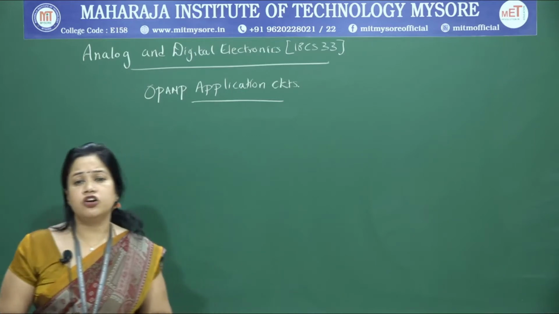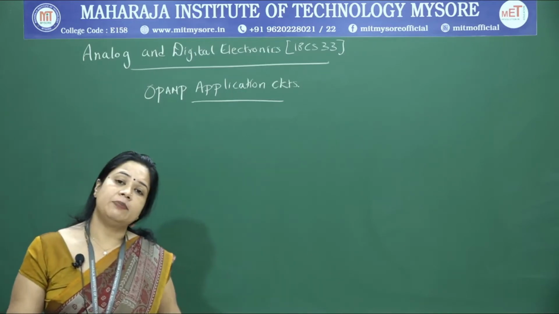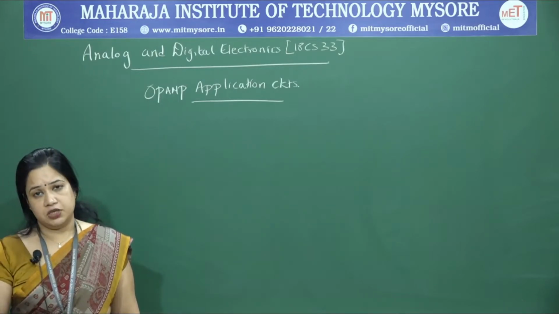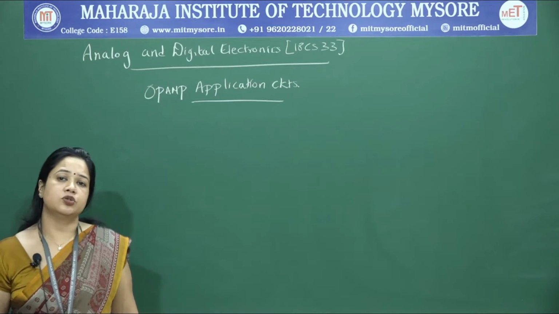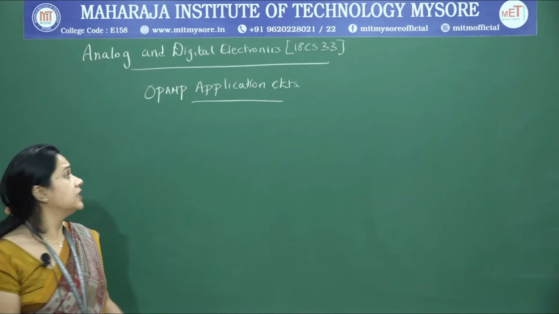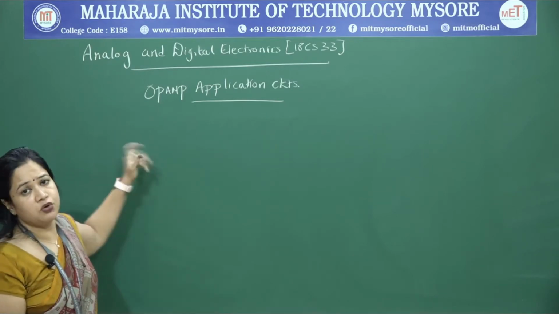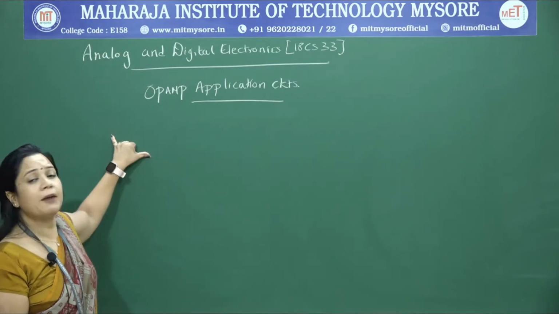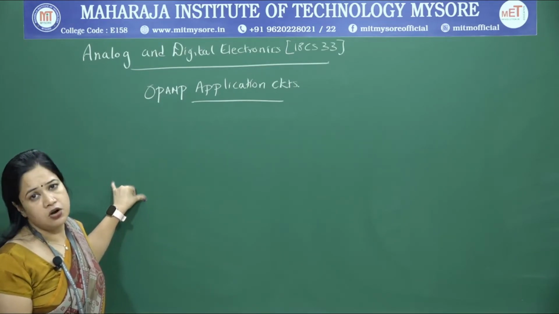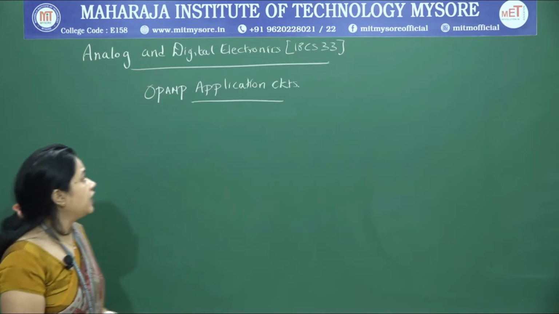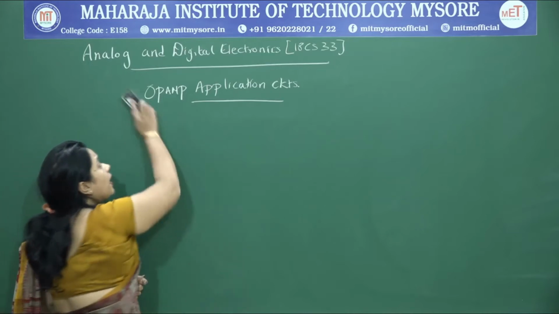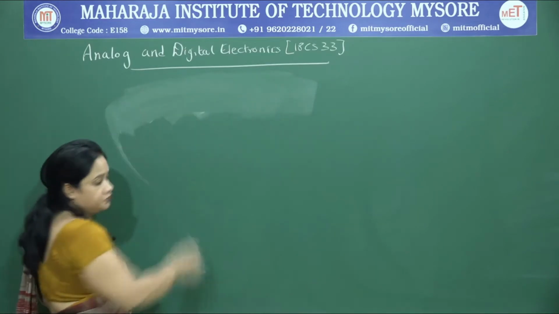Followed by this we have what is called a non-linear amplifier, relaxation oscillator, and, given a voltage source, converting it into a current source: voltage to current converter, and current to voltage converter. In today's class we will take up the first few applications of your op-amp, that is, op-amp as a peak detector, followed by the discussion on op-amp as a Schmitt trigger. So the very first application circuit which we are going to discuss is op-amp as a peak detector.